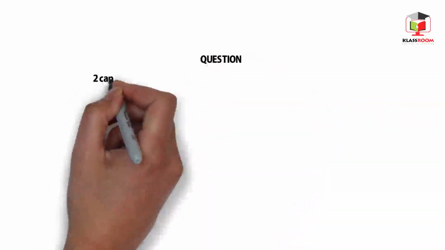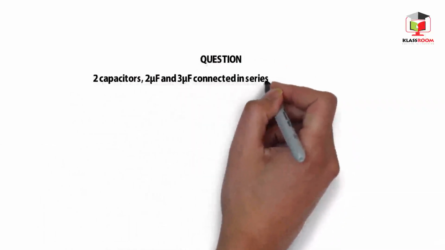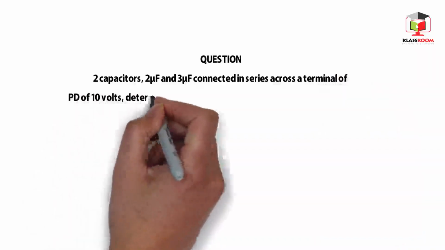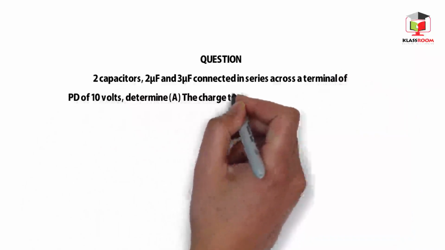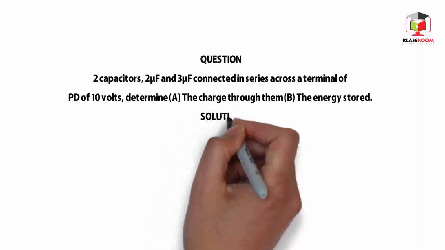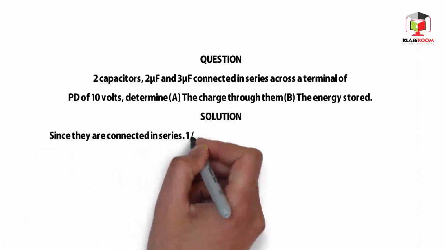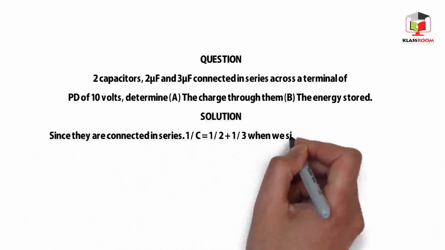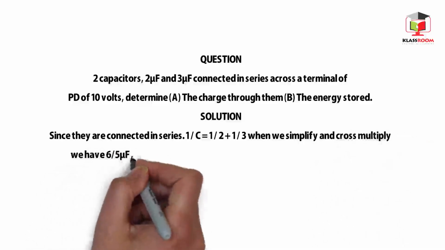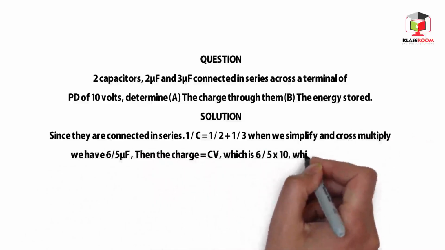Question. Two capacitors, 2 microfarad and 3 microfarad, connected in series across a terminal PD of 10 volts. Determine A, the charge through them. B, the energy stored. Solution. Since they are connected in series, 1 over C equals 1 over 2 plus 1 over 3. When we simplify and cross multiply, we have 6 over 5 microfarads. Then the charge equals CV, which is 6 over 5 times 10, which is 12 coulombs.